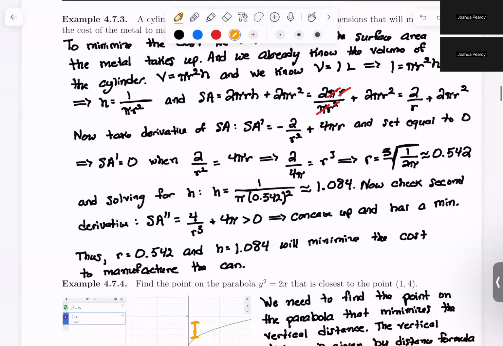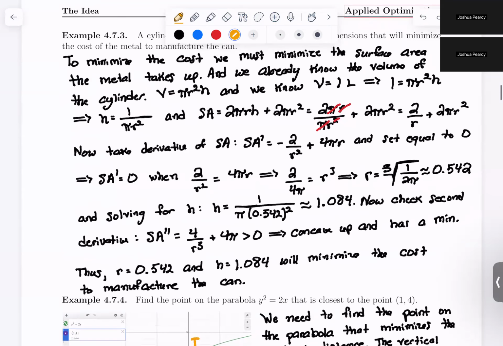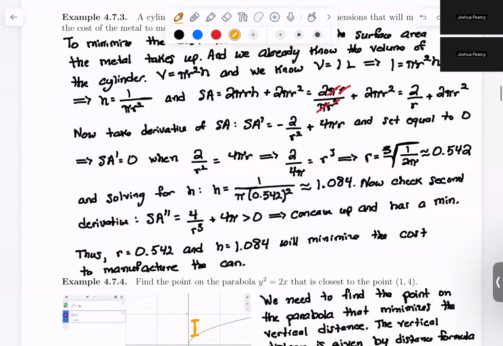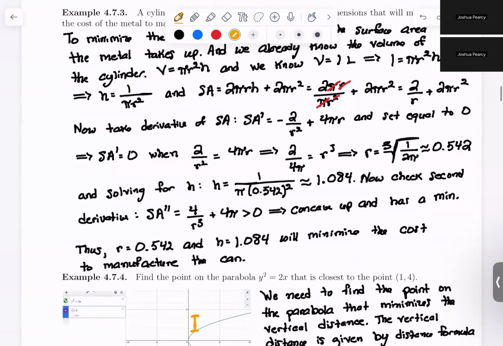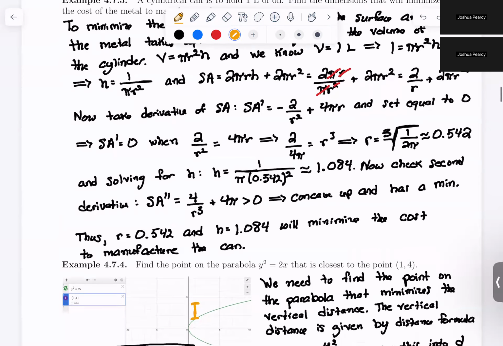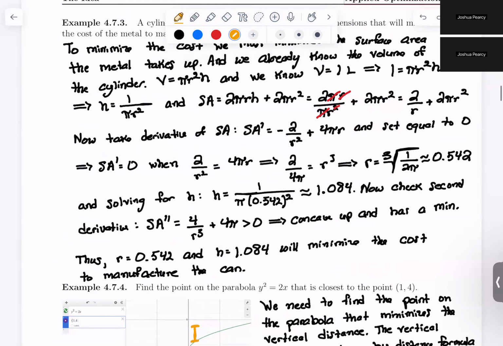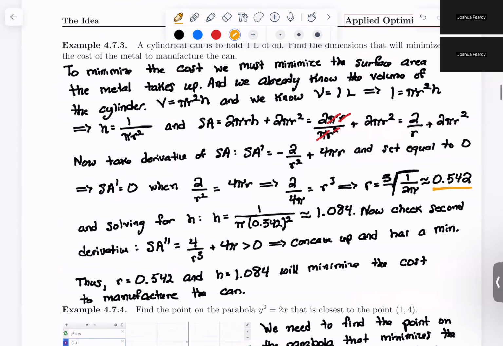Now I want to take the derivative of that and set it equal to 0 and solve. When I take the derivative of 2 over r plus 2 pi r squared, I get -2 over r squared plus 4 pi r, and when I set that equal to 0, that happens when 2 over r squared is equal to 4 pi r. Then I solve for r, and I get that r is the cube root of 1 over 2 pi, or 0.542. So now I know what r is. R is 0.542. Now I can solve for h because up here I have h in terms of r.